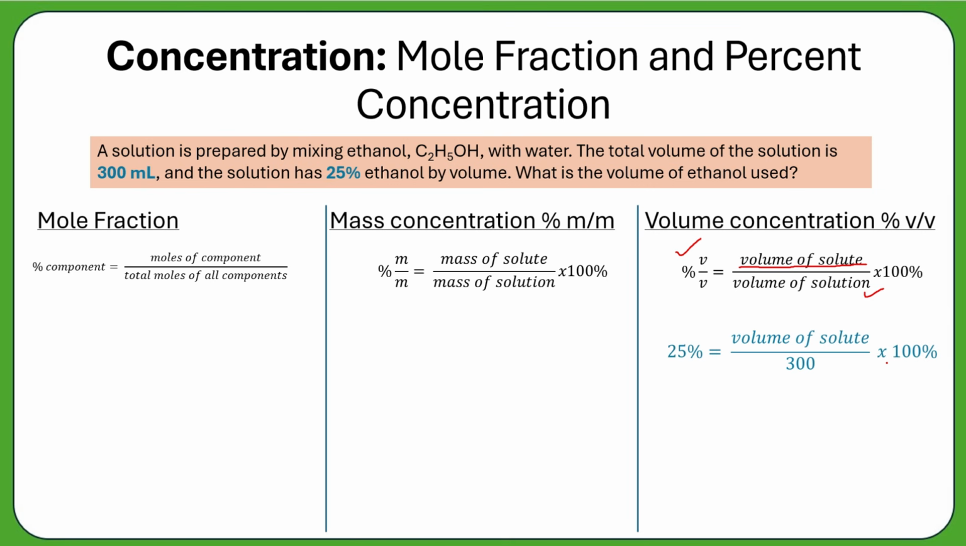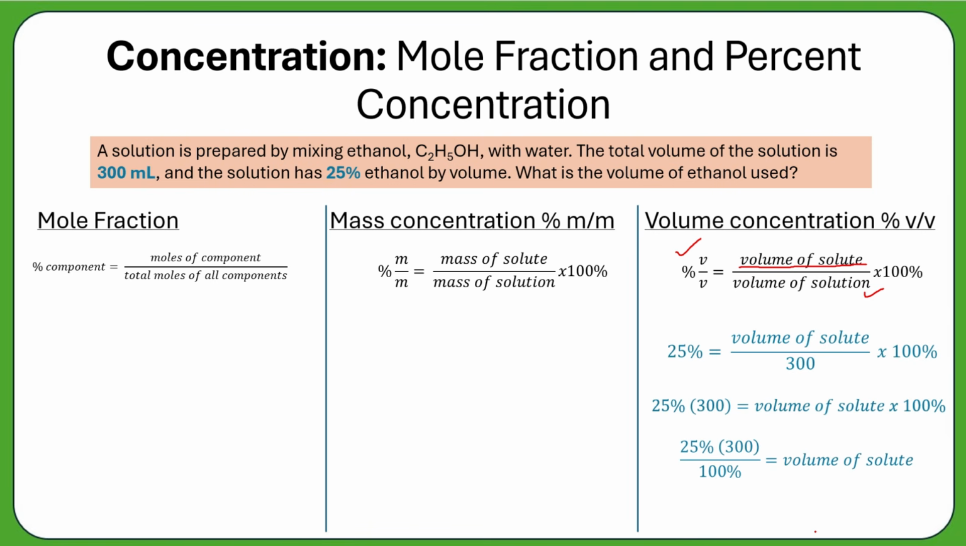So the same thing, we need to eliminate all the numbers on the same side of our unknown, which is the volume of the solute. We need to eliminate 300 first. So to eliminate 300, you can do cross multiplication or multiply both sides by 300 to eliminate 300 on the right side. So that's 25% times 300. And the 300 now is eliminated on the right side. Now we need to eliminate 100% by dividing both sides by 100%.